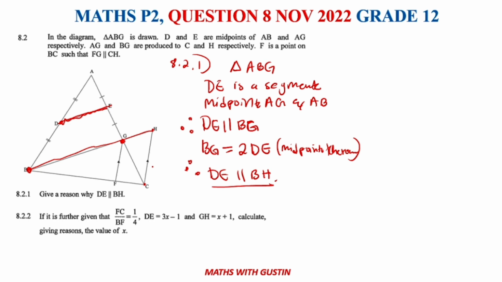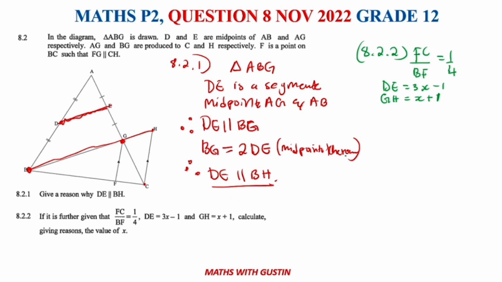Right, so now let's move on to 8.2.2. It says that if further given that FC over BF is equal to 1 over 4, and they tell us that DE is equal to 3x minus 1, and also GH is equal to x plus 1, calculate, and give reasons, the value of x.